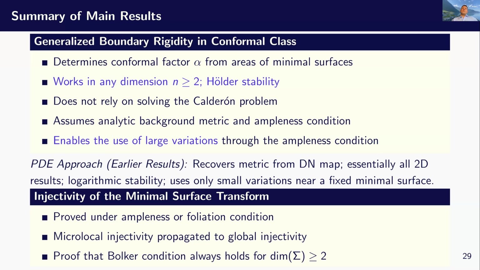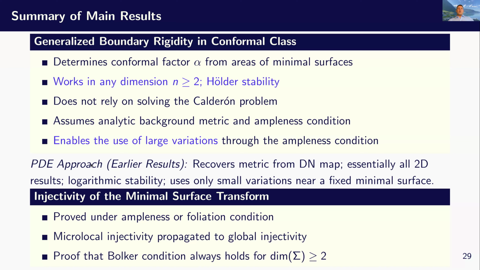It assumed an analytic background metric and the ampleness condition. And one reason why this works, in my opinion, is that this method enables the use of large variations through the ampleness condition. So why is that? The ampleness condition meant that given a covector in the manifold, you should find a minimal surface that is normal to that one. So when you go through all these covectors, you actually rotate the minimal surface in all directions. So you consider in this ampleness condition large variations of minimal surfaces. So it probes the situation in many directions.